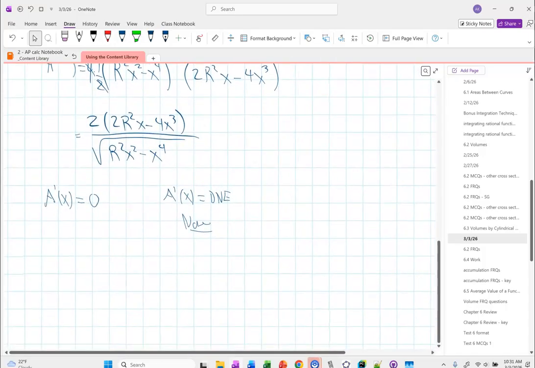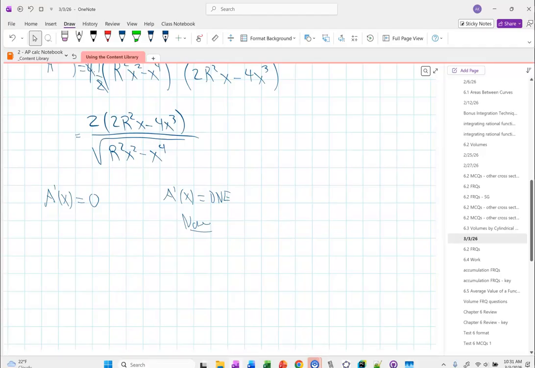So I just need to worry about where it's equal to 0. This is a fraction. When is a fraction equal to 0? When the numerator is 0. So I can ignore the denominator.